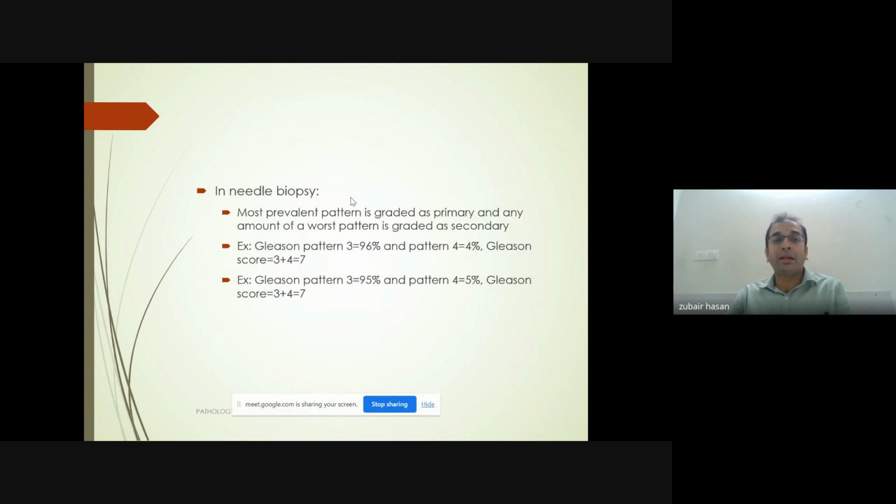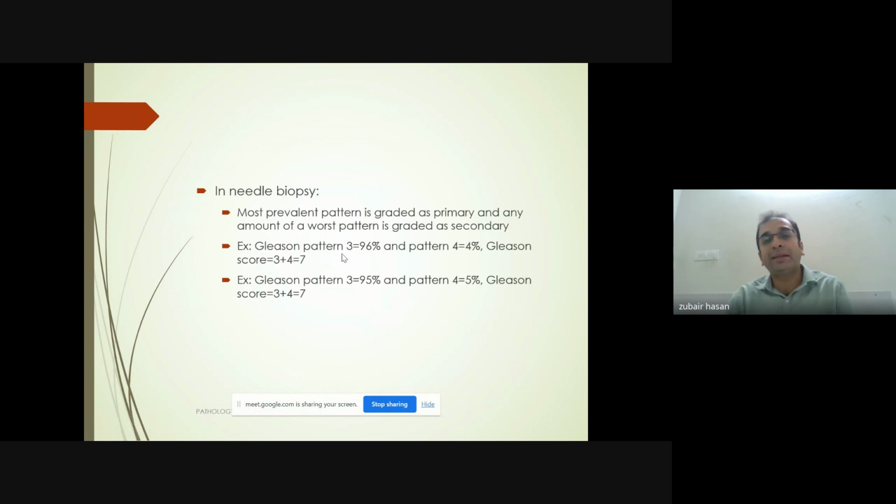In needle biopsy, however, the most prevalent pattern is graded as primary, and any amount of worst pattern is graded secondary, because we do not have the whole specimen. The idea is you're getting a small pinch of tumor. Any amount of small pattern, you have to take it as a secondary pattern. So in both the cases which I've quoted earlier, the score will be 3 plus 4 is equal to 7. You're upgrading it because you do not have the whole specimen with you.